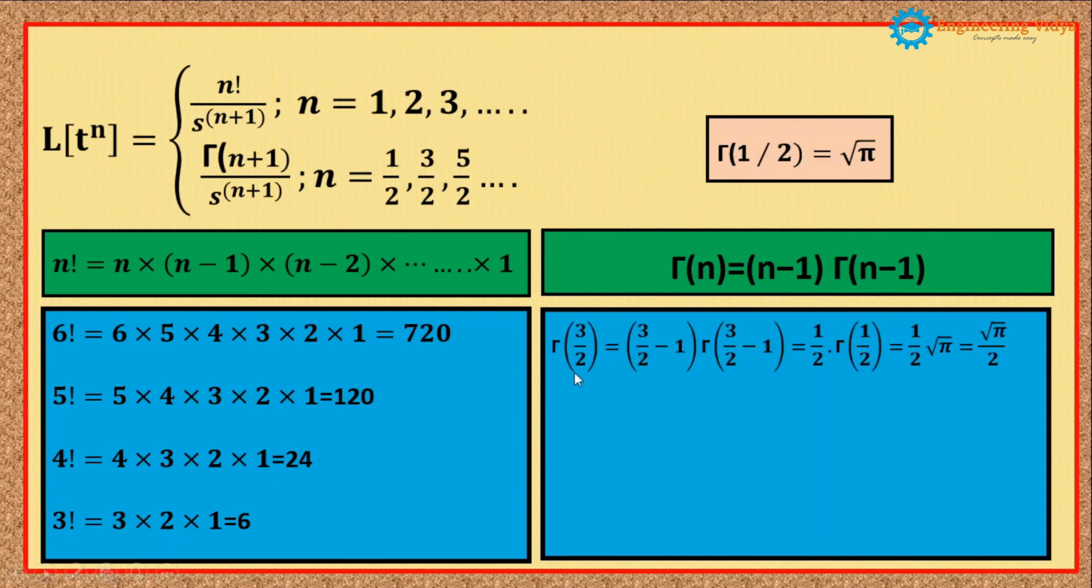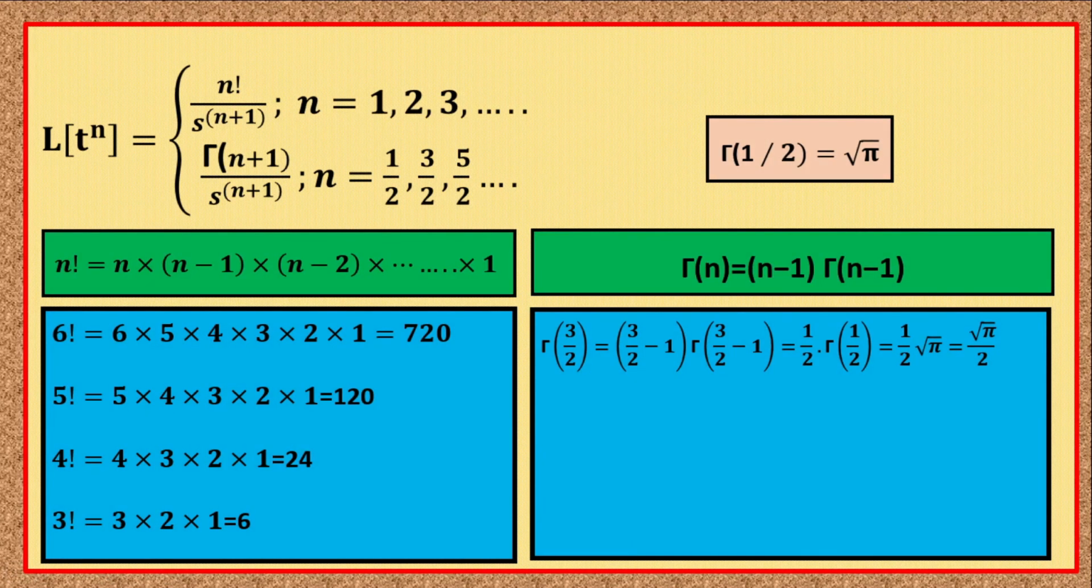Like if you want to calculate gamma of 3 by 2, we apply the formula. At the place of n, we have 3 by 2. So we write 3 by 2 minus 1, and inside the gamma also we write 3 by 2 minus 1. And 3 by 2 minus 1 is nothing but 1 by 2, and 3 by 2 minus 1 is again 1 by 2, right? So 1 by 2 stays as it is, and gamma of 1 by 2 is nothing but square root of pi. We put this value, and then we get square root of pi divided by 2. I hope you understood this, right?